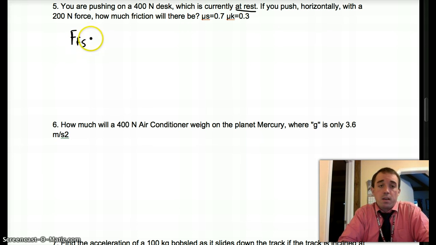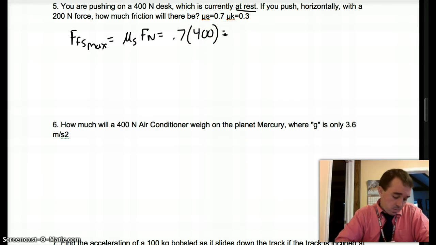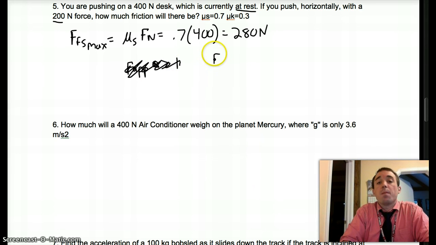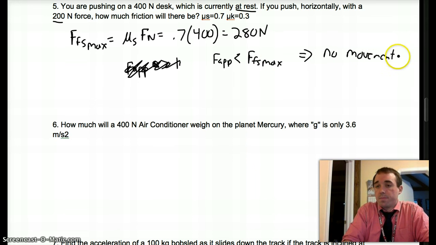So my F_FS maximum is the mu s times the normal force. My mu s is 0.7, my normal force is 400 because there's no other vertical. 0.7 times 400 is 280 newtons. So I haven't pushed hard enough. My applied force is less than the static friction force maximum, which means that there is still no movement when this is the case.